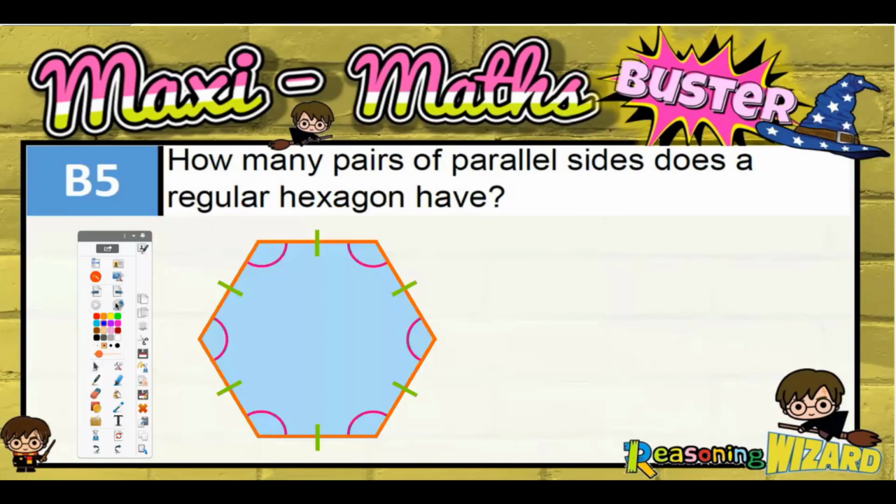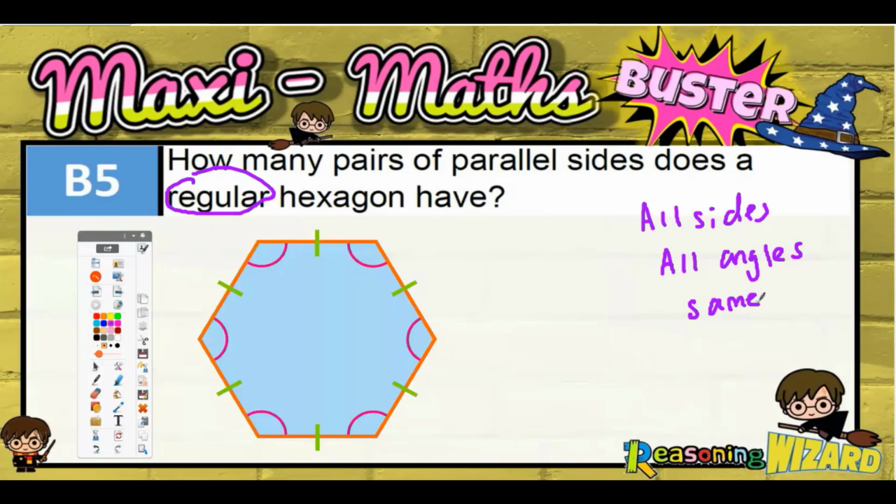Question 5. How many pairs of parallel sides does a regular hexagon have? So this word regular means that all sides and all angles are the same. All sides, all angles, the same. Not all hexagons are regular. You can have an irregular hexagon.